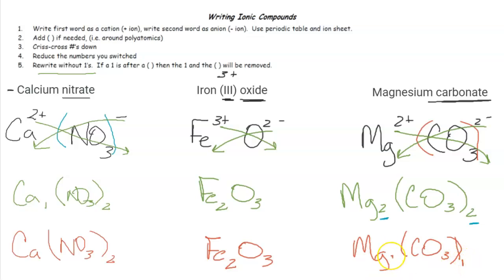Okay, but on step 5, it says to rewrite our formula without the 1's. So I'm going to erase the 1's that are here, and my final formula is MgCO3. If you want to take the parentheses off of the carbonate, if you only need one of your polyatomic ions, the parentheses can come off. Your final formula would be written then as MgCO3.